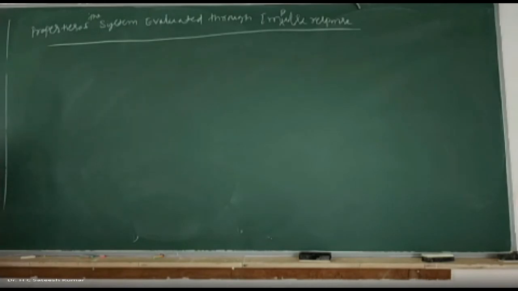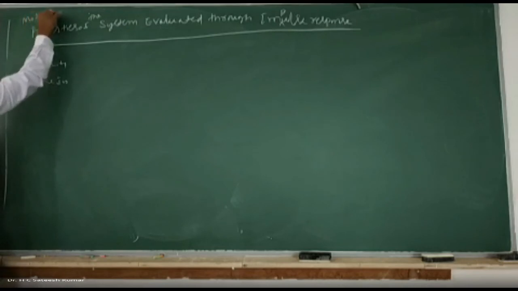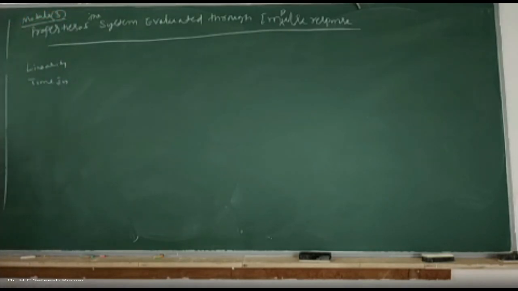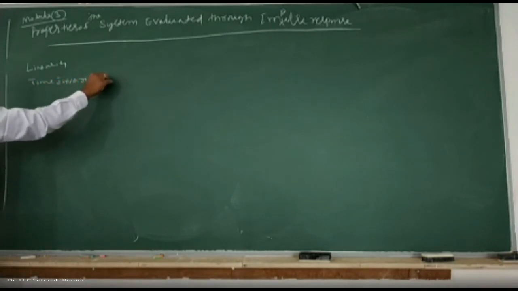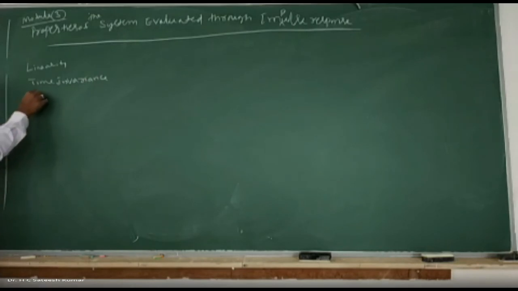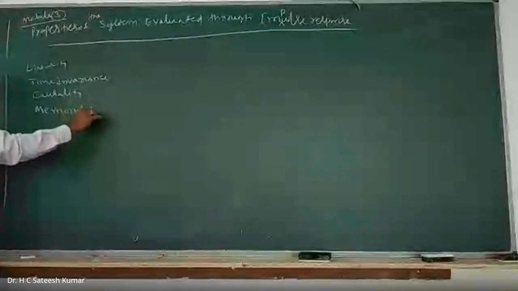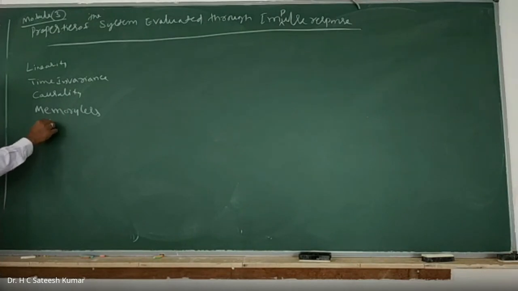So now, what are these properties of system? We know that we have many properties. This is module 3: linearity, time invariance, causality, memoryless, stability.